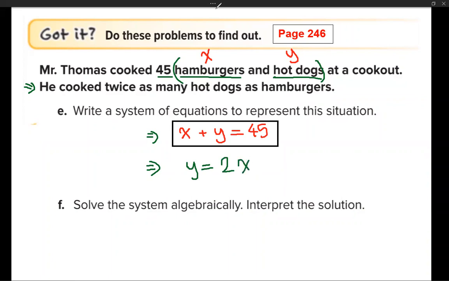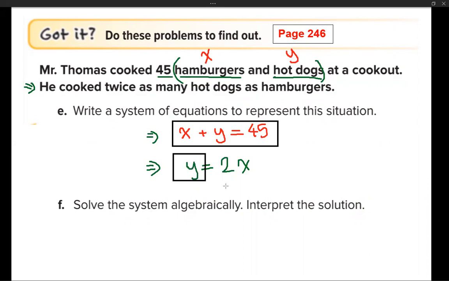Twice the number of hamburgers, 2 times x. Let's test this out. If we have 2 hamburgers, how many hot dogs are there? There are 4, which means the number of hot dogs is greater than the number of hamburgers, so it is the same as mentioned in the statement.